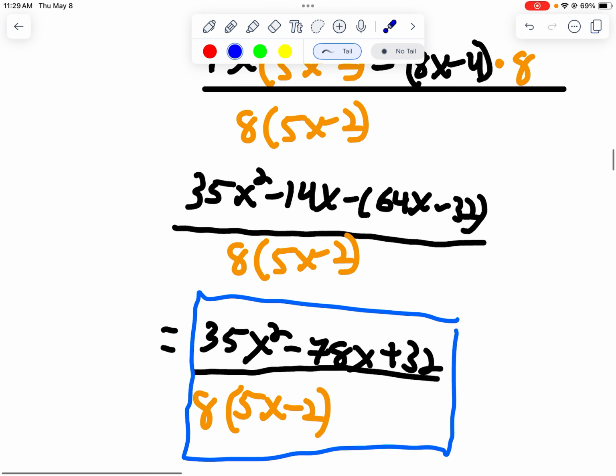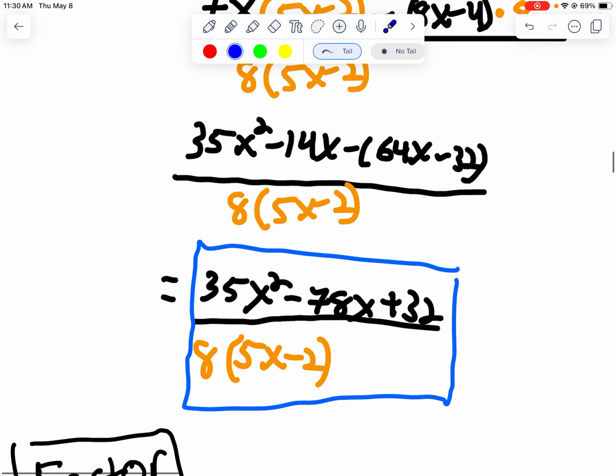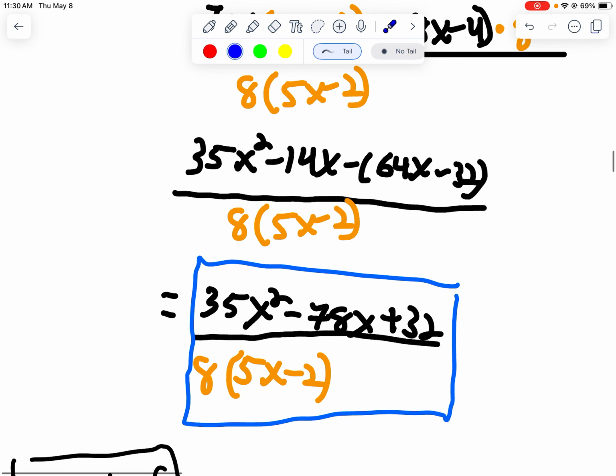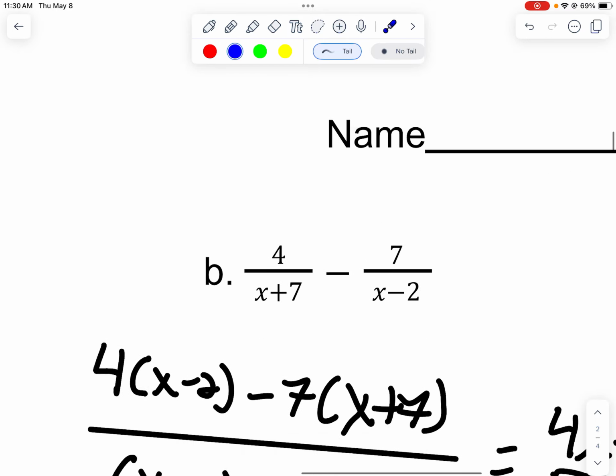Now, theoretically, you should try to factor the top. See if that's a quadratic. Maybe it can be factored into something simple. I don't think so because it looks kind of ugly. You got 35 in front, 32 in back. It's a little bit ugly. But you should always think about that. All right, the next one.